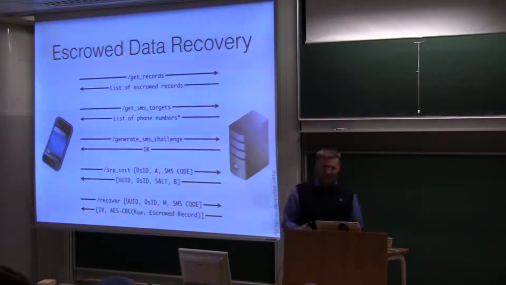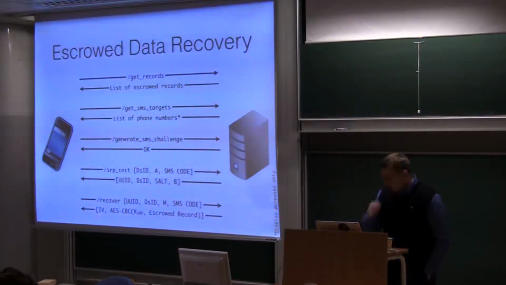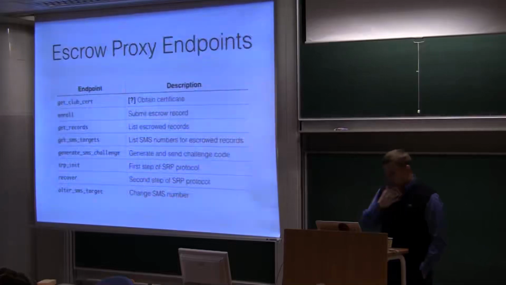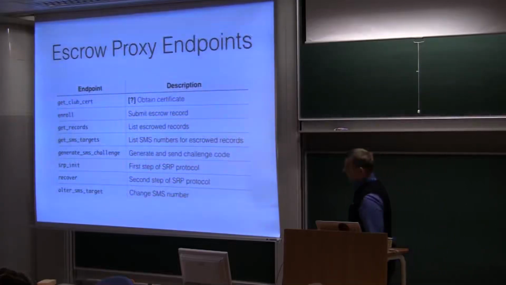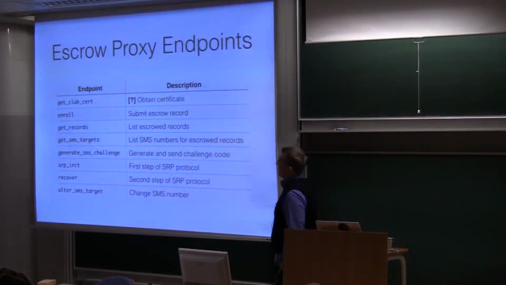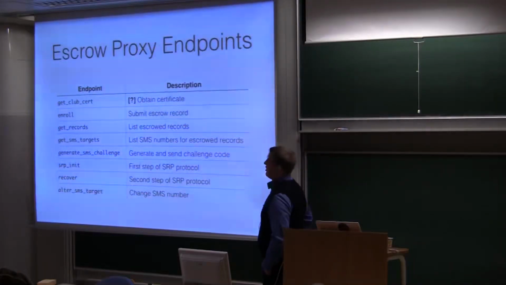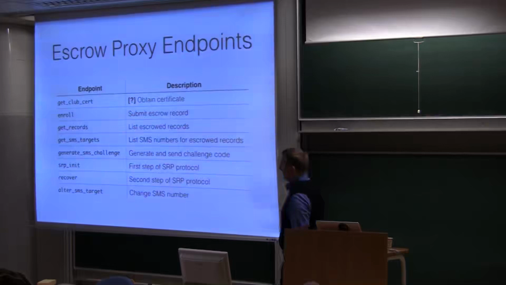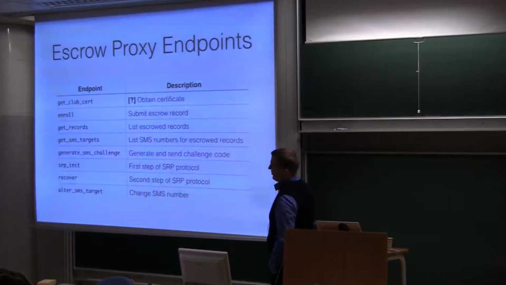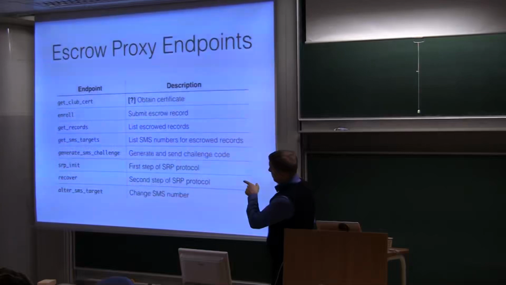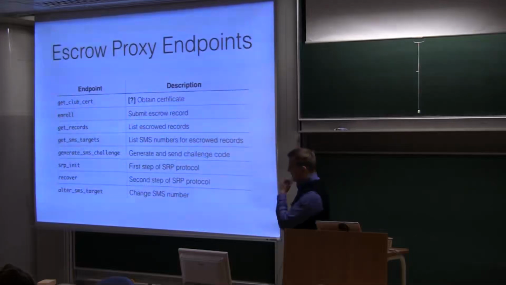So I will try to explain this in more detail. What other commands are available for this service? Well, the very first thing the device does when you enable iCloud Keychain is to run the getclub cert command. I'm not sure what it's doing. Probably it gets some certificate or whatever. I haven't seen it used too much. And roll sends secret data to the service for storage. Get records, get SMS targets, generate SMS challenge, SRP init, recover, we have just covered.